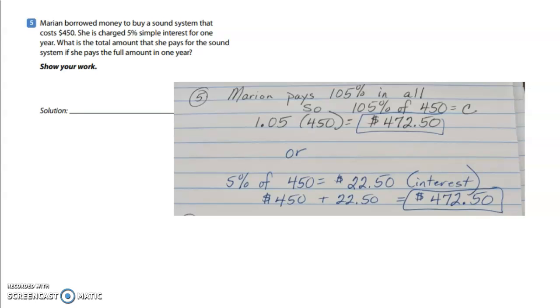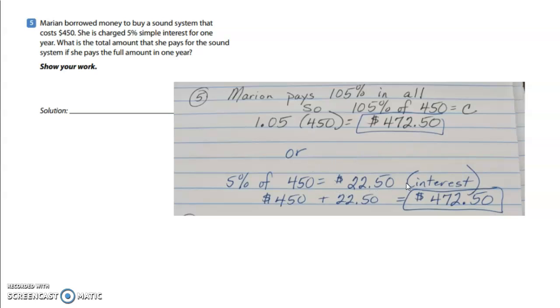Here's number 5. Marion gets charged 5%. She's buying this sound system. Basically I solved it 2 ways. I figure, well, Marion must pay 105% in all. So 105% of 450, you can see how I wrote that out, is 472.50.